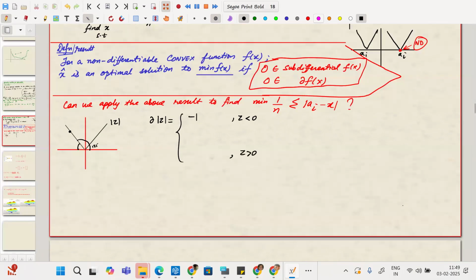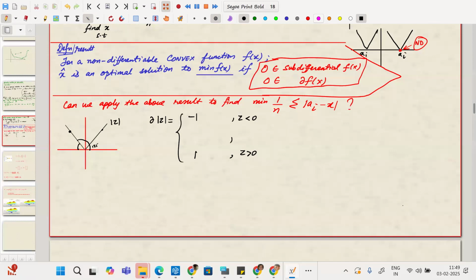So for z greater than 0, what should be the value? You have taken a value here. What's the slope? Now I know the secret.